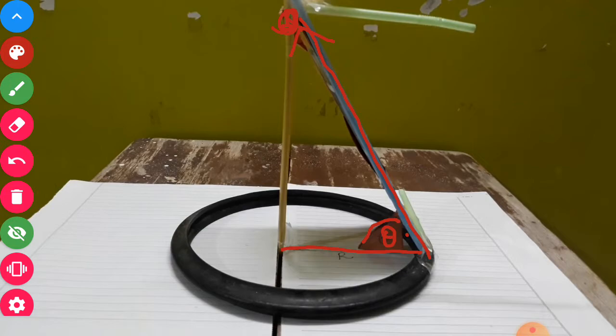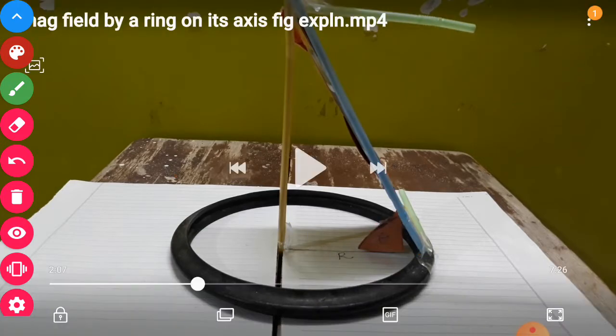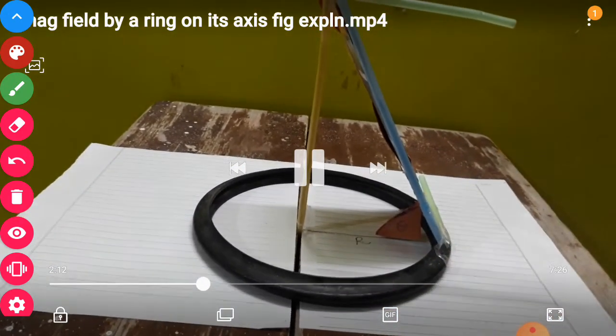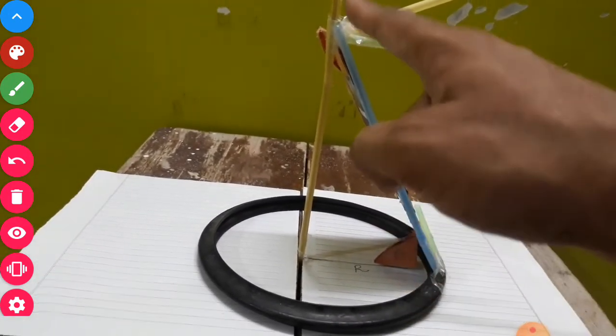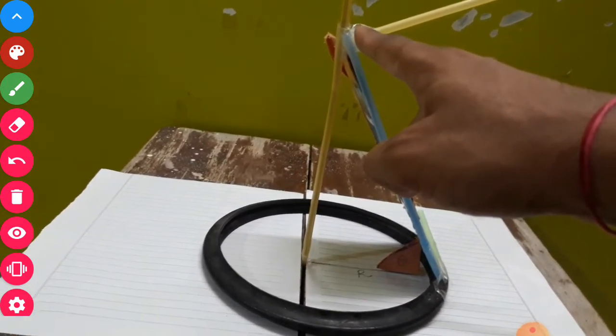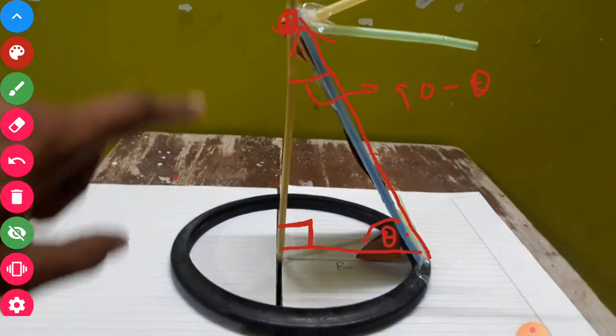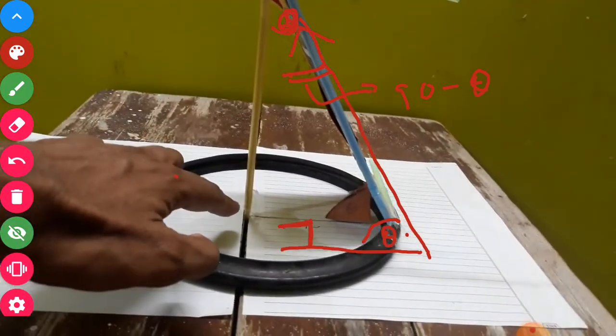Now this angle is theta, and this is 90 degrees, you can see. So this angle has to be 90 minus theta. Okay, that is what I tried to explain here: this angle is theta, and this one is 90 minus theta.